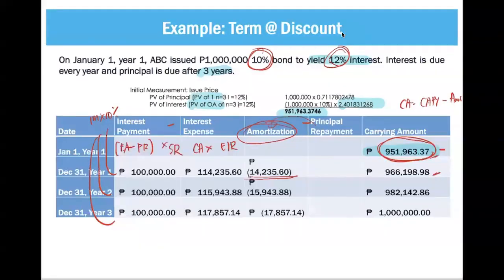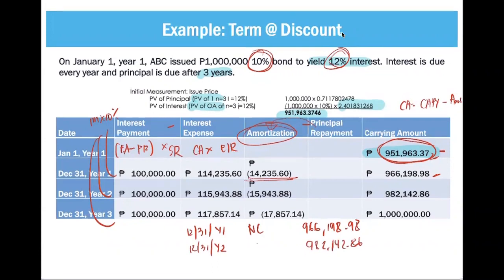So in this particular example, as of December 31, year 1, it is still non-current. Value 966,198.98. December 31, year 2, value 982,142.86. Current, non-current, it is already current because it will now be due by the end of year 3. And then, finally, 1 million pesos and the repayment of 1 million. Remember, once the bond is due, that 1 million, we need to pay it already, 1 million pesos. So, term bond at a discount.